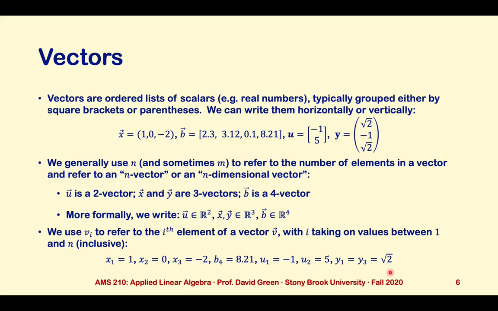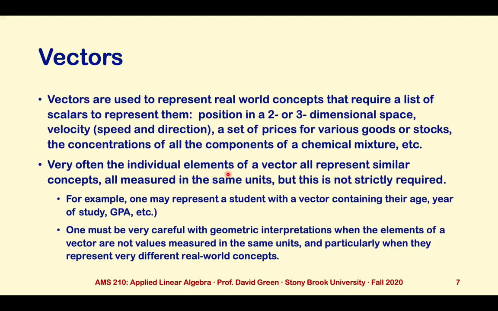So vectors, ordered lists of scalars. This summarizes how we write them down. Most people don't have that much difficulty wrapping their head around the idea of vectors and how to write them. We typically use vectors to represent real-world concepts that require a list of scalars, that is, that aren't well represented by simply a single number.